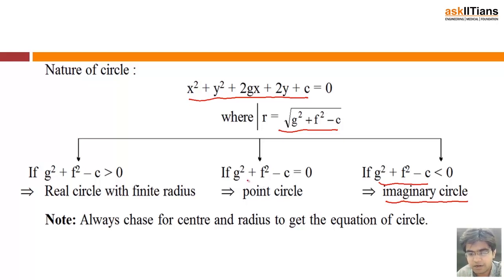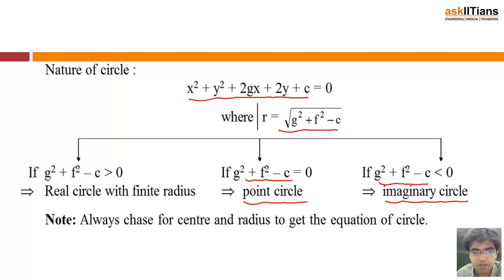Similarly, if we move to the second condition, when g square plus f square minus c is 0, that means there is no distance. Your r is 0. If there is no distance, the only point that is going to satisfy the condition is that point itself, because the distance between 2 points has to be 0. So both the points have to overlap. That means a point circle.